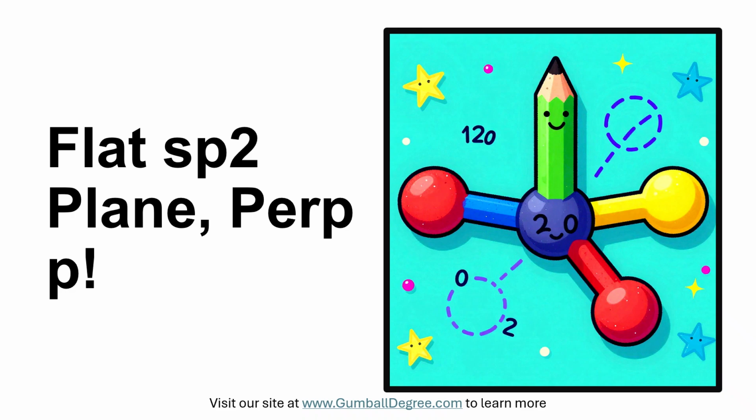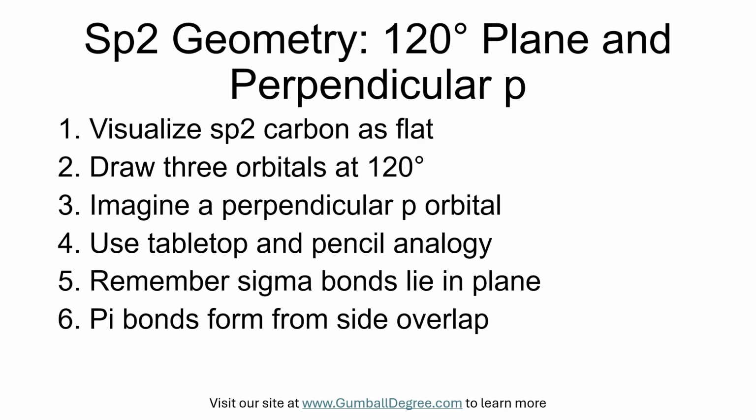The three sp2 hybrids lie in a single plane with 120-degree angles between them, and the unhybridized p orbital is perpendicular to that sp2 plane. Think of an sp2 carbon like a person standing on a flat floor with three arms stretched out evenly, so each arm is the same distance from the others. Those three arms are the sp2 orbitals lying flat in the same plane and pointing away from each other at about 120 degrees, making a flat triangular arrangement.